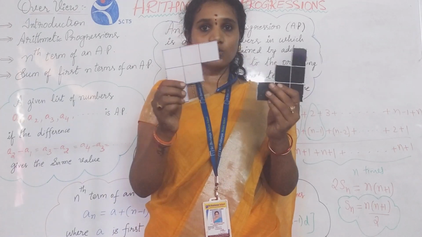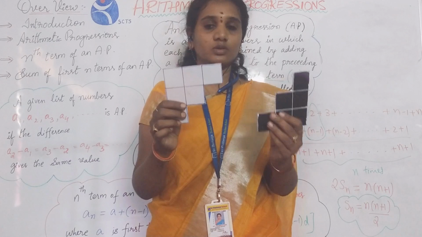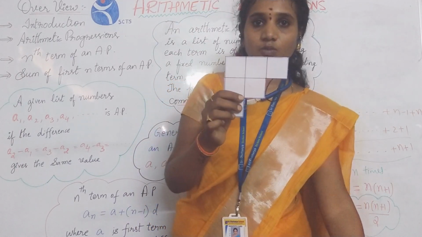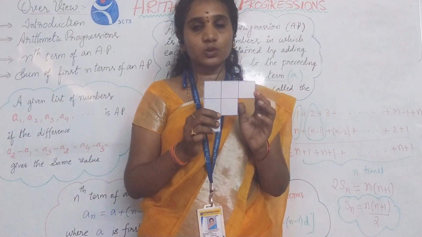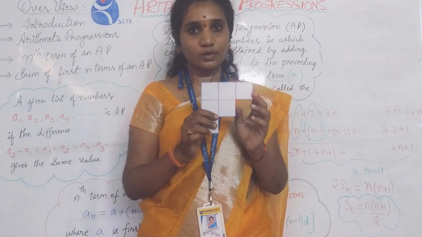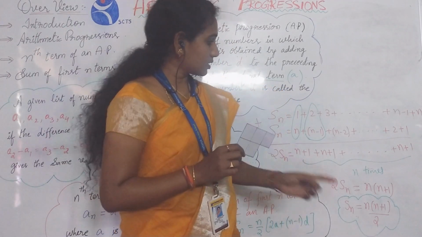Now as we know, these two are equal halves. So the area of this part will be half of the area of the rectangle, that is 12 by 2, which is 6 square units. You can substitute in this formula.